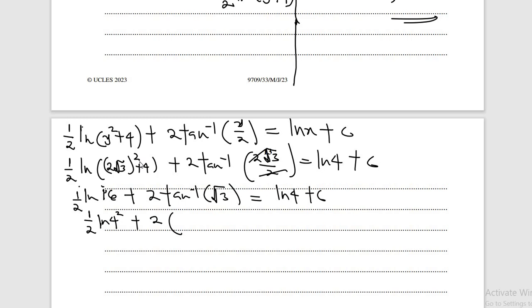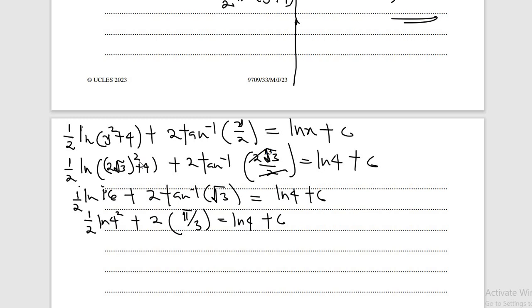Arctan root 3. Let me check it. That would be in radian. Arctan root 3 is 60 degrees, and 60 is 180 over 3. That's pi over 3. Arctan root 3 will give us pi over 3 equal to ln 4 plus c.